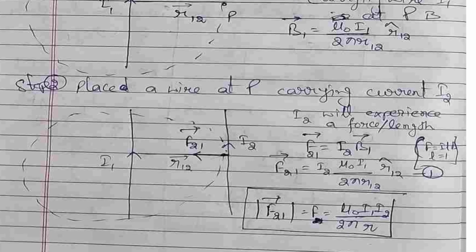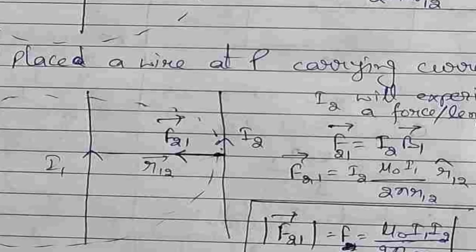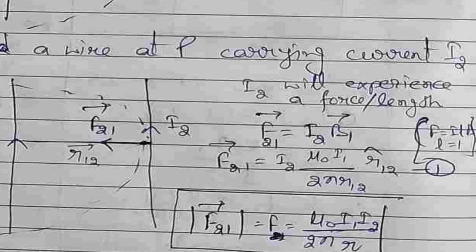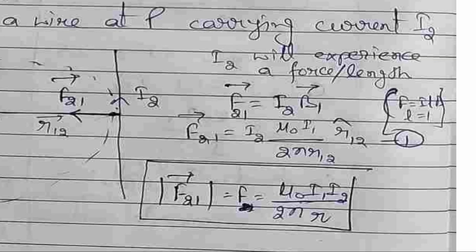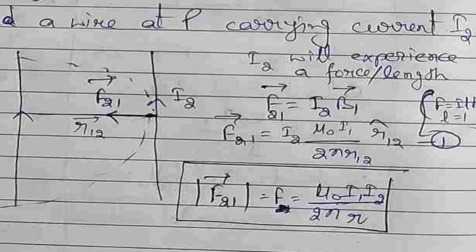So place at this point P another current carrying wire I2. That's why I have considered R12. It will experience a Lorentz force, that is F is equal to ILB sin theta. Let us consider F upon L, the force per unit length, and this force F21 is equal to I2 B1. Put the value of B1 and calculate the magnitude. F is equal to mu naught I1 I2 upon 2 pi R. Be clear that the force is towards the current I1.